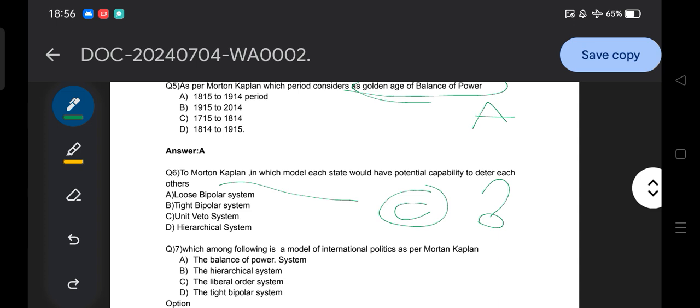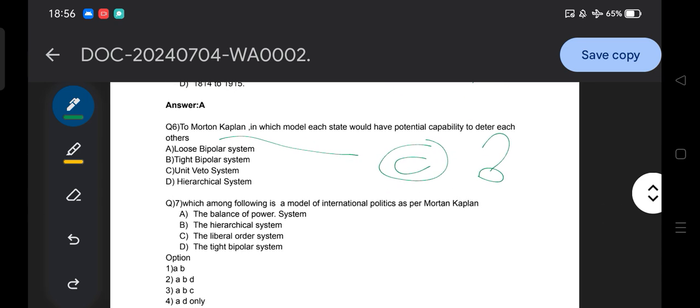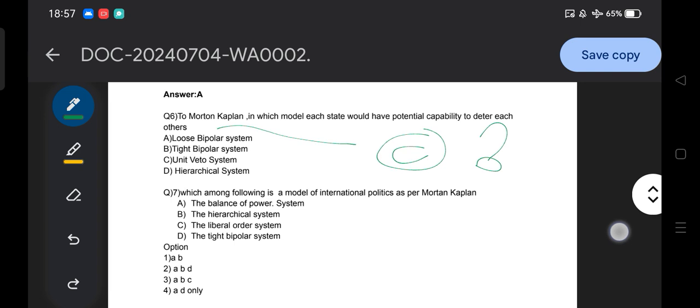Okay, which one is part of the 6 models of international politics according to Morton Kaplan? Option A, the balance of power system; option B, the hierarchical system; option C, the liberal order system; and option D, tight bipolar systems. Which one is the model?